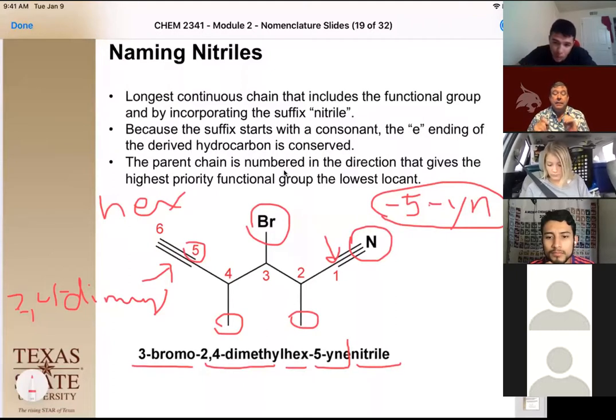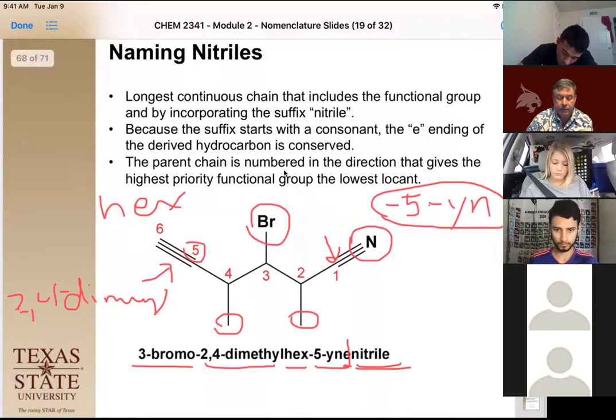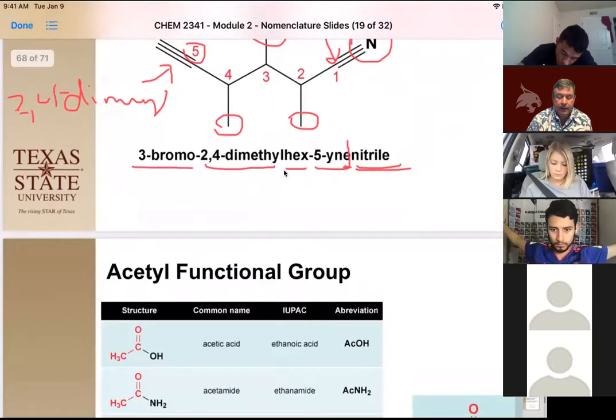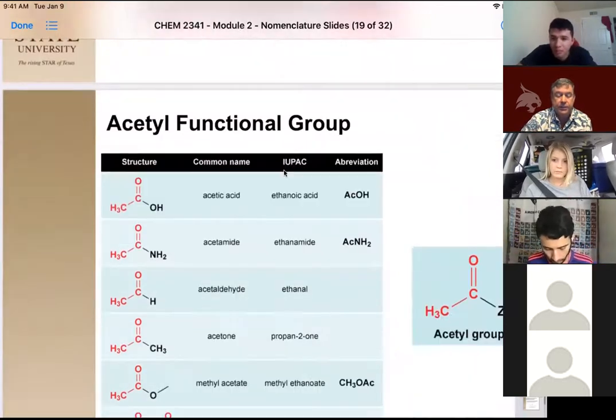Notice there still is an E there, and that's to show that you have a hydrocarbon other than the nitrile. So there is an E here, and then nitrile. Okay, are you seeing the pattern? We follow the pattern every time and we'll get to a good answer. We just need to make sure we remember what our functional groups are.